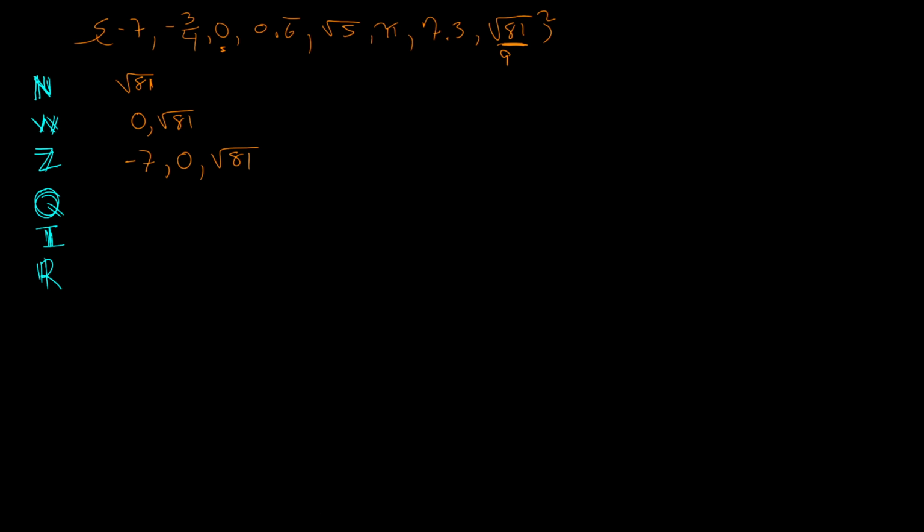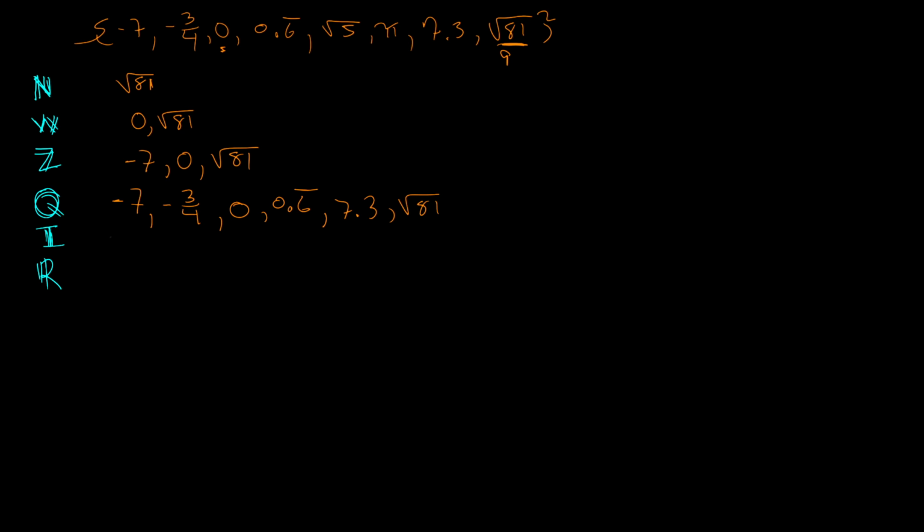And now we need to look at rational numbers, numbers that can be written as a fraction. So -7 can be written as -7/1. -3/4 is a fraction. 0 is a fraction. 0.6 repeating is a fraction. Square root of 5, well, that's not a perfect square, so I can't do anything with that. Pi isn't, but 7.3 I can write as 73 tenths, and square root of 81. And so the rational numbers are pretty big here.